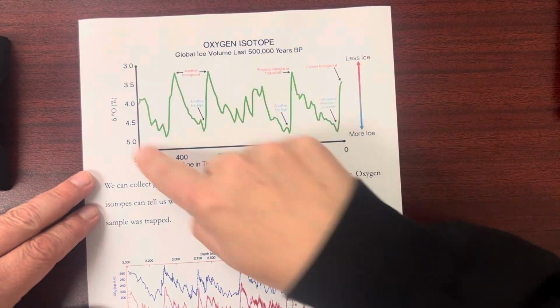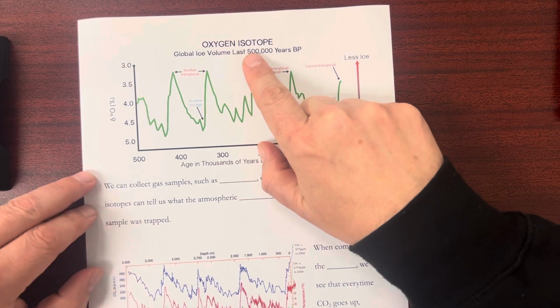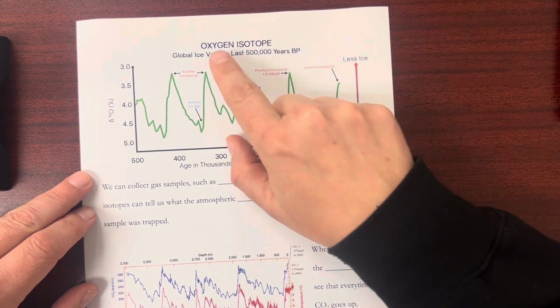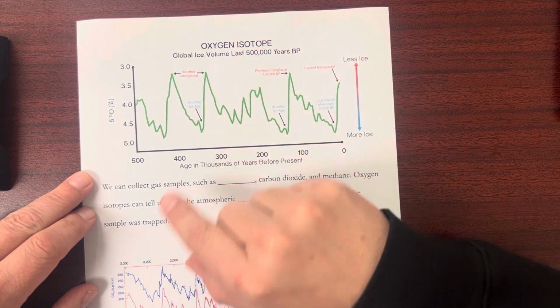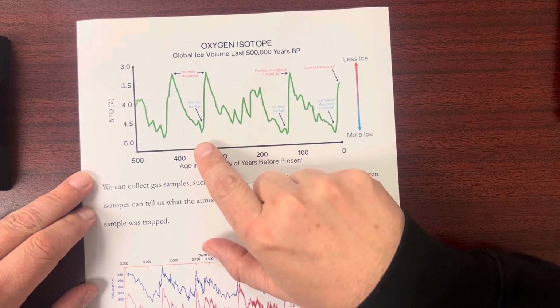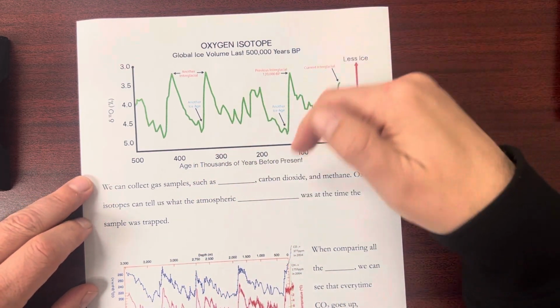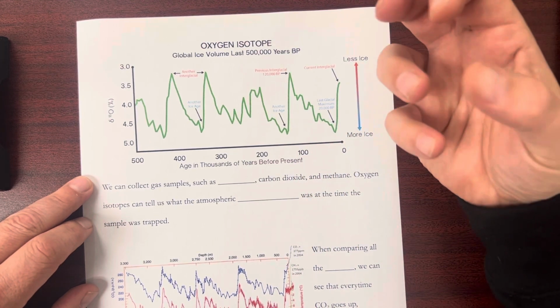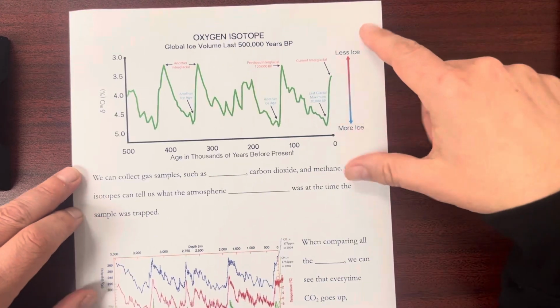Now, one of the things that we can collect is oxygen and oxygen isotopes. These are just a different type of oxygen is all. But what oxygen isotopes can tell us is pretty accurately what the temperatures were at the time that that air got trapped, or when those oxygen isotopes were present.